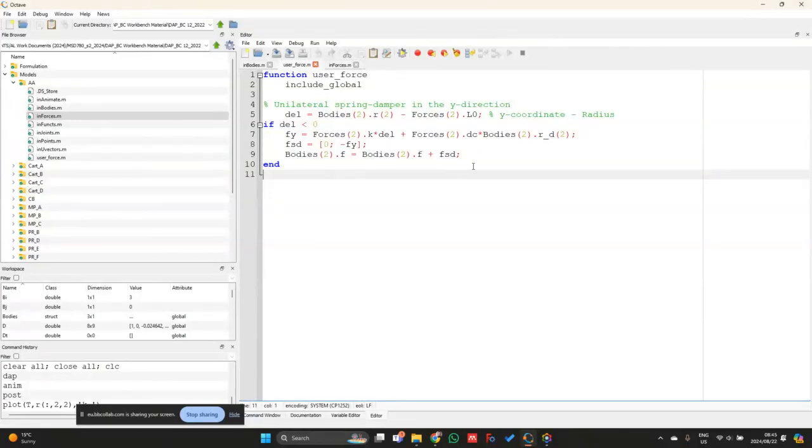Yes, exactly. So what I'm basically writing over here as well is just Kx plus Cx dot. And then once I have that, I just set it up into a vector form so that I can add it to the existing external forces acting on the body.